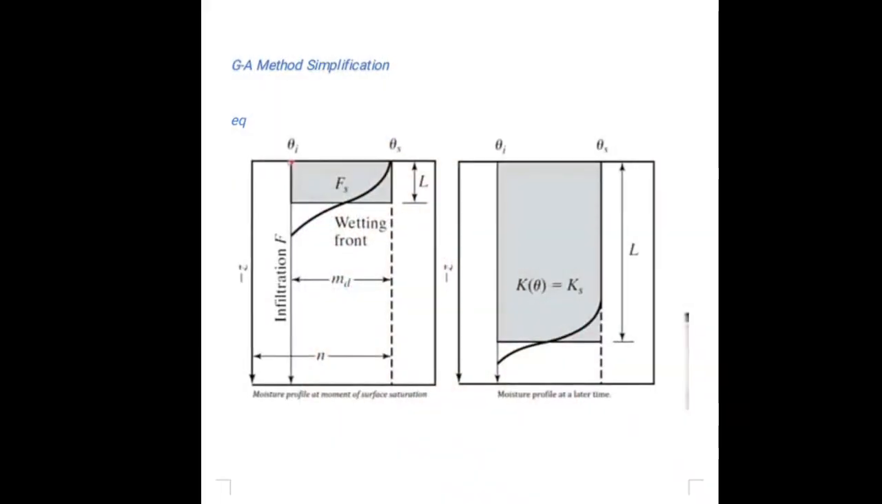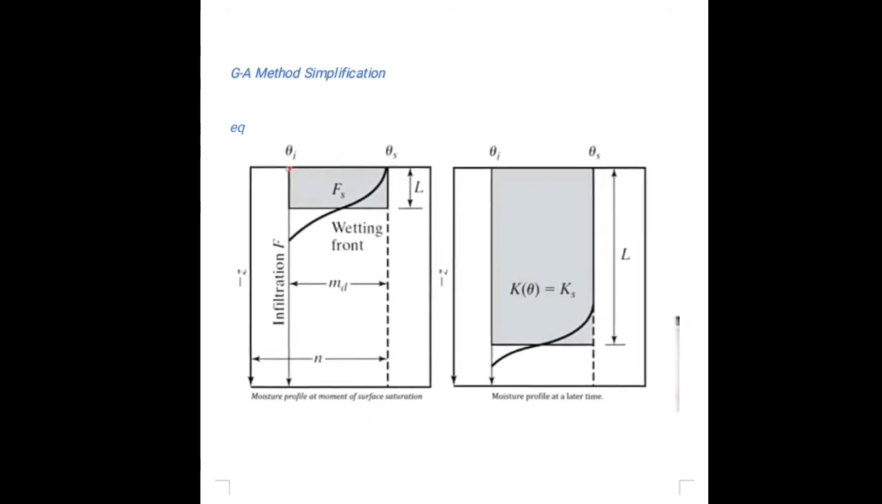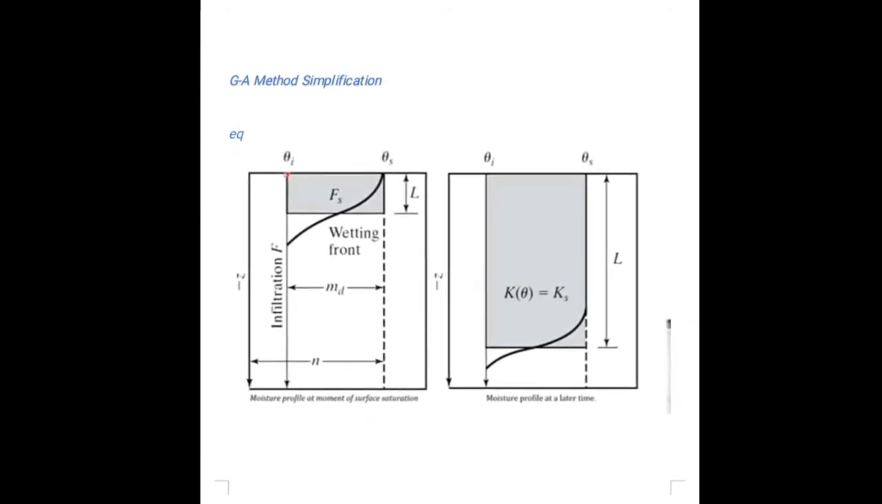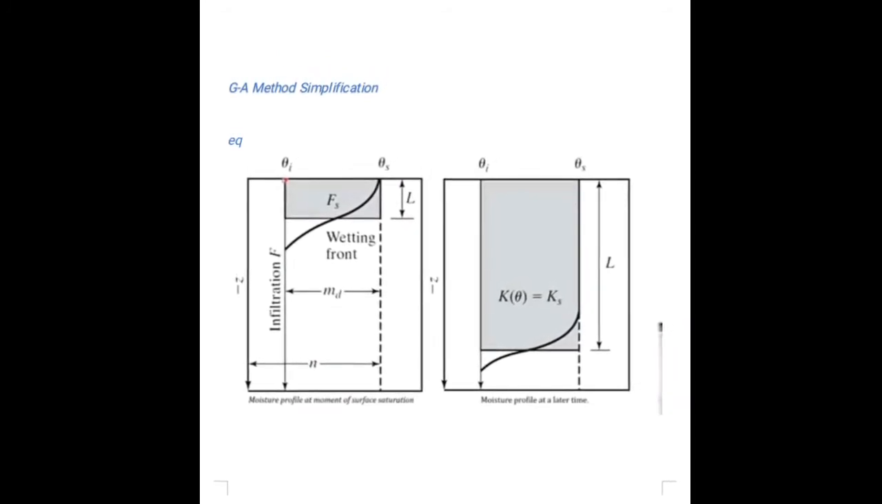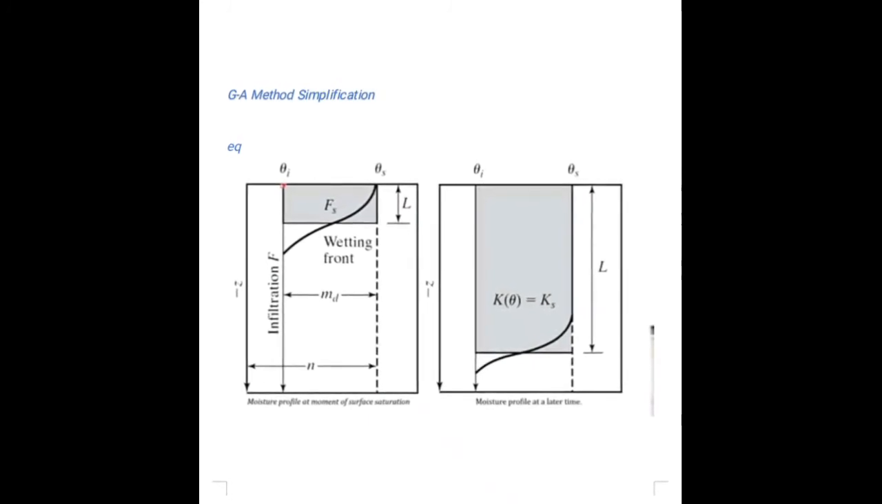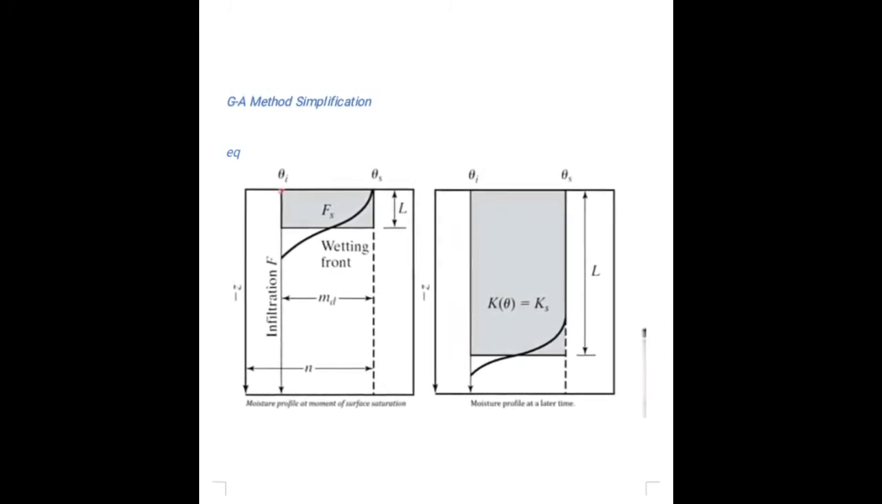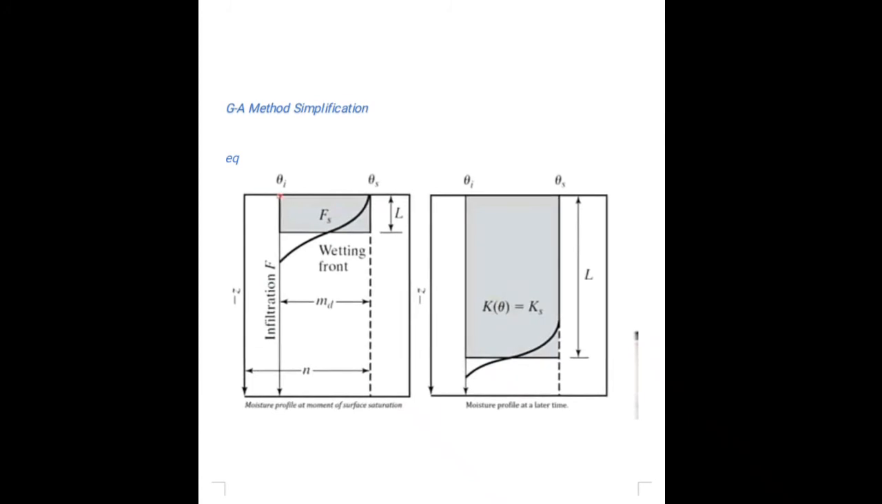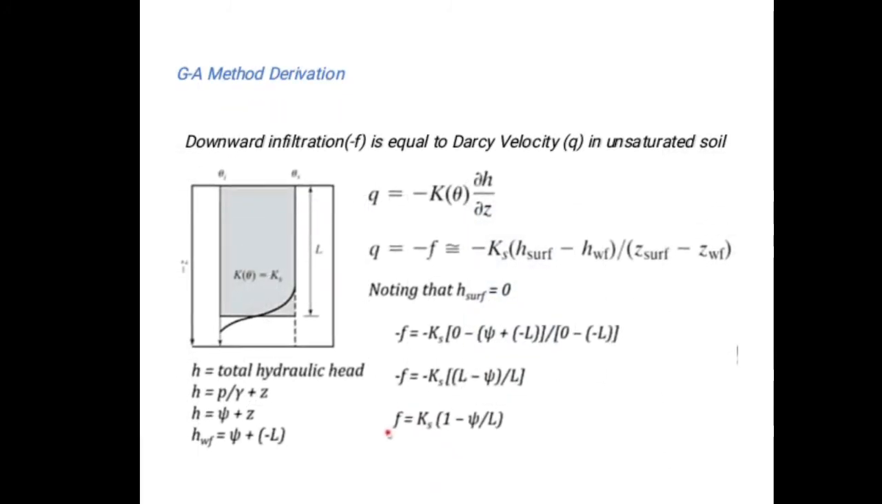My name is Ryan Isabel. I'm one of the presenters of the Green-Ampt model, and I'm going to explain the method of simplification and the method of derivation. Method simplification: first is the moisture profile at the moment of surface saturation, and the second is the moisture profile at a later time. Next is method derivation.